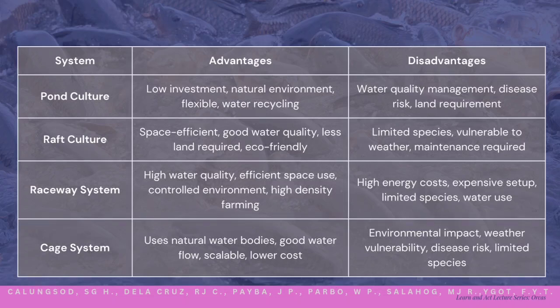So to summarize, each culture system has its strengths and limitations. Pond culture is great for a wide range of species but requires a lot of space and management. Raceway culture is more water efficient and can provide better control over the environment, but it's costly to set up. Cage or pen culture offers flexibility and scalability but faces risk from environmental factors, while raft culture is simple and low cost, but it's best suited for mollusks and can be vulnerable to the elements.